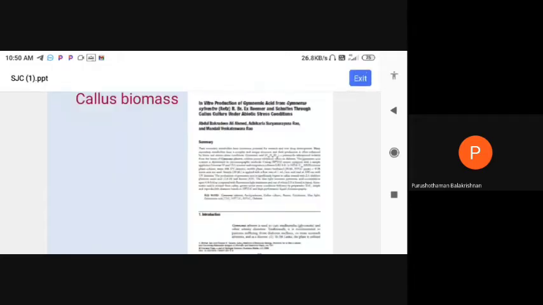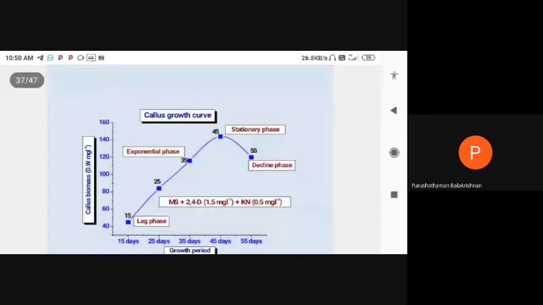This is the callus biomass. We have published the paper. This is a callus growth curve, which I already discussed with you. We have the log phase, exponential phase, stationary phase, and decline phase.